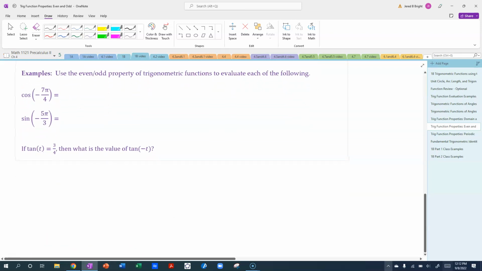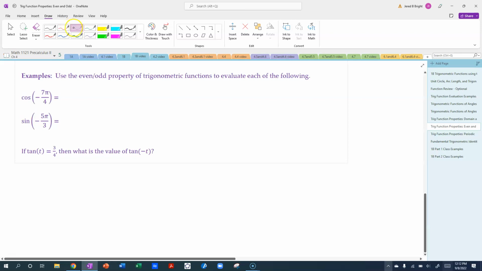Okay, examples. How in the world do we even use this? They're great facts to know, but why is this important? Well, it allows us to do some calculations that we could have done before, but it speeds them up just a little bit.